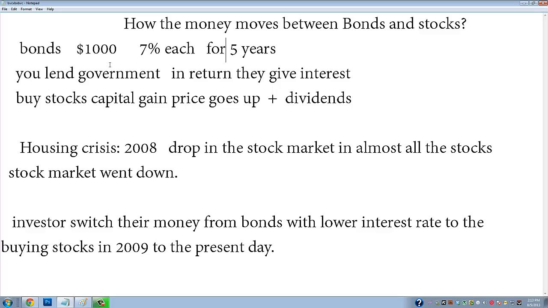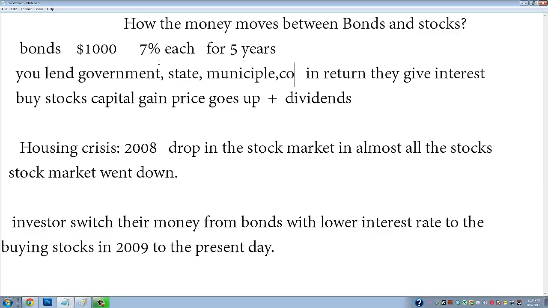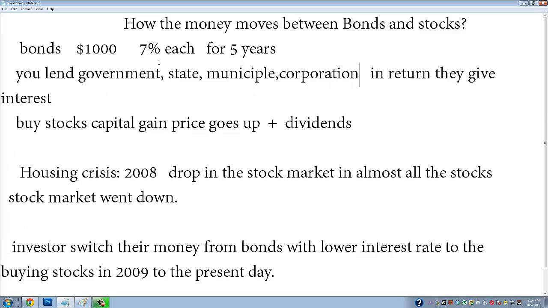Now for the bonds, you lend the government money, or the state, or it depends on the corporation. It could be the state, it could be the municipal, or it could be a corporation that needs money. Okay, and they give you a percentage interest rate for each year, and there is a contract like for 5 years, 6 years, 10 years, and then they give you your money back.